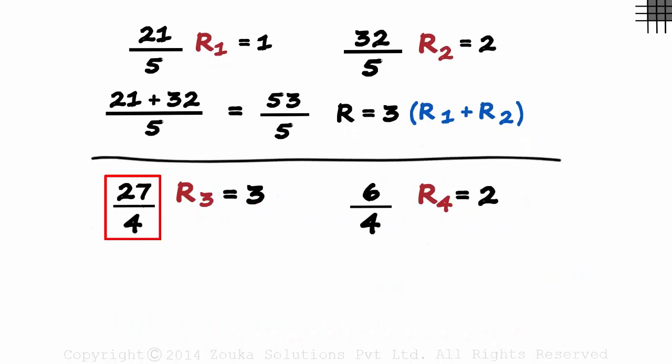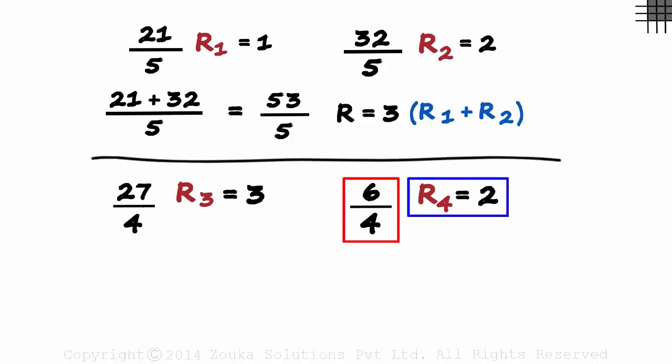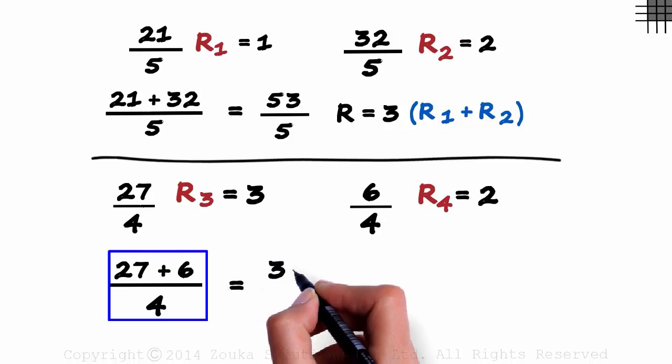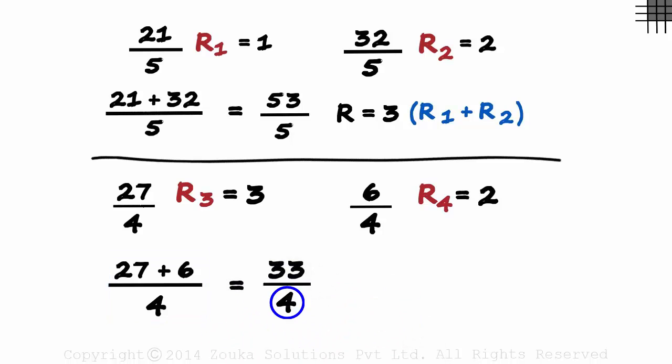27 divided by 4 leaves us with a remainder of 3. And 6 divided by 4 leaves us with a remainder of 2. What will be the remainder when 27 plus 6 is divided by 4? This will be 33 divided by 4. 4 times 8 is 32. And we are left with a remainder of 1.